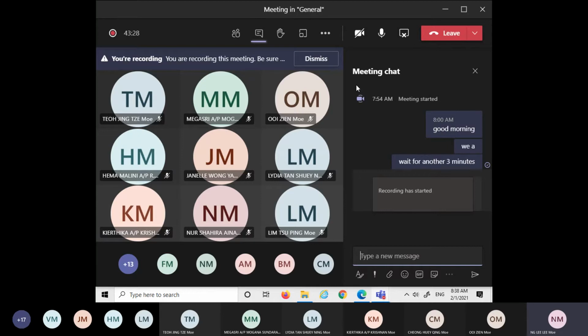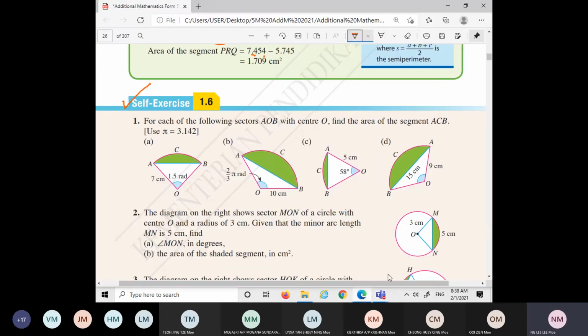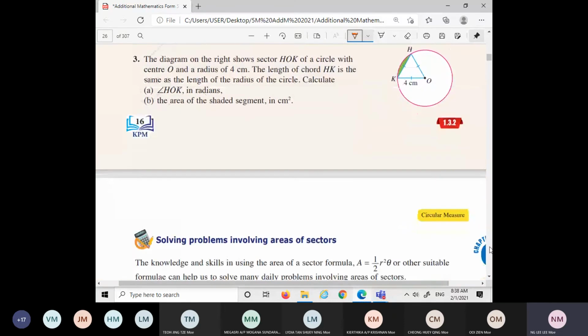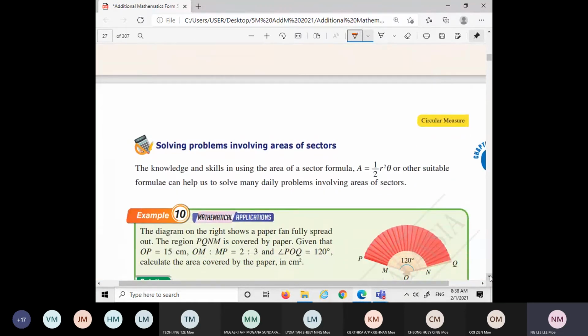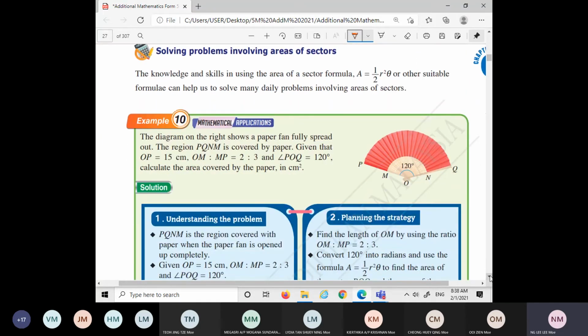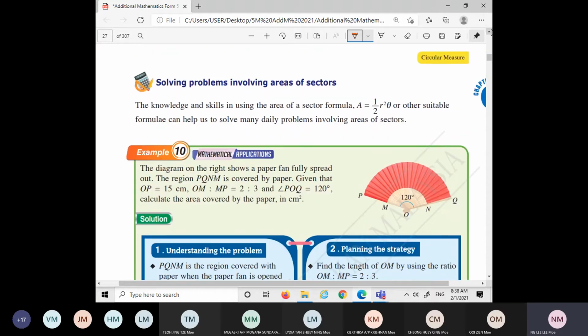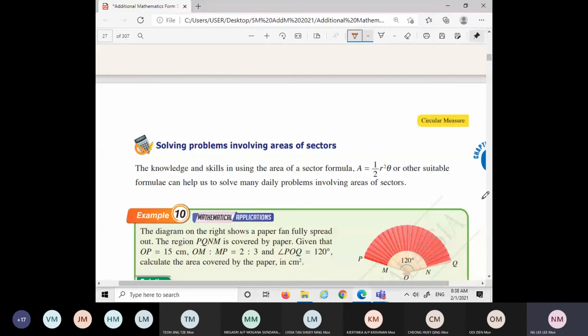You turn to the next page, page 17 of your textbook. Now all the formulas you have learned, the problem is to apply the formula. So, solve problems involving the area of a sector. Look at these questions. I want to use the space up here to write.